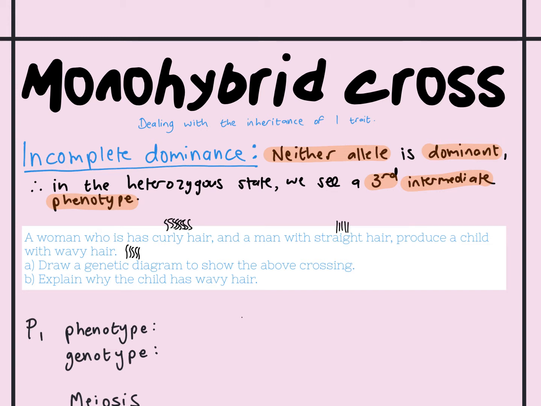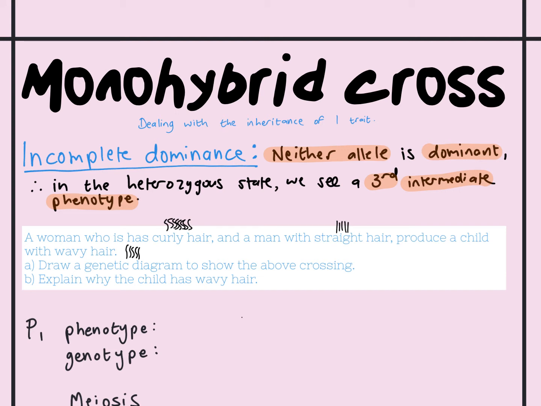So we know that this is an example of incomplete dominance because there's curly hair, one type of phenotype, straight hair, a second phenotype, and wavy hair, a third phenotype. But that wavy hair is intermediate, meaning it's in the middle, somewhere between curly hair and straight hair. So the trick with an incomplete dominance cross is now assigning the letters.